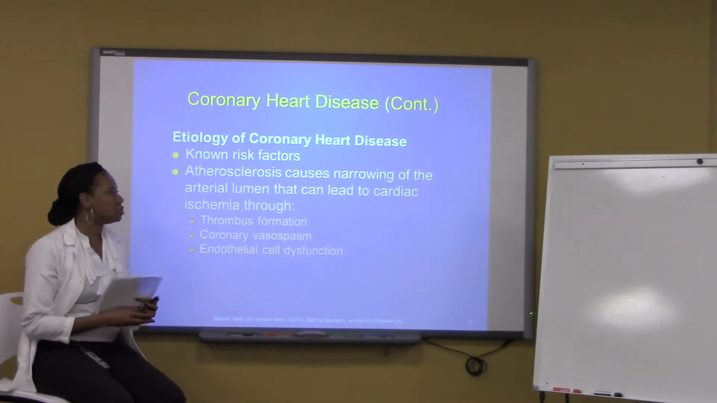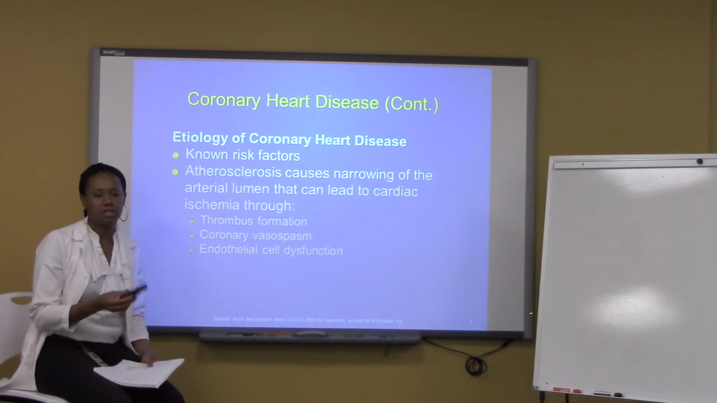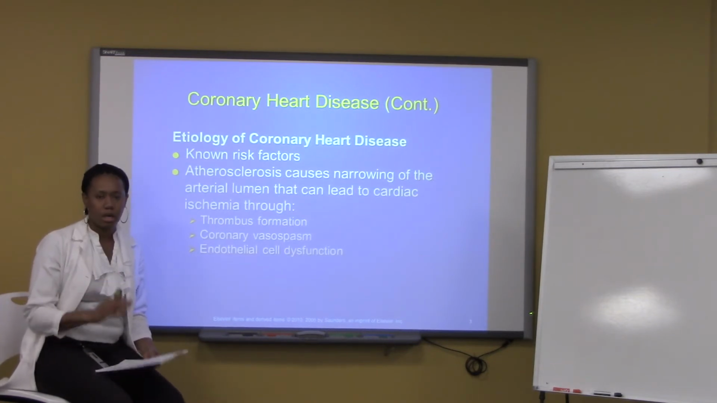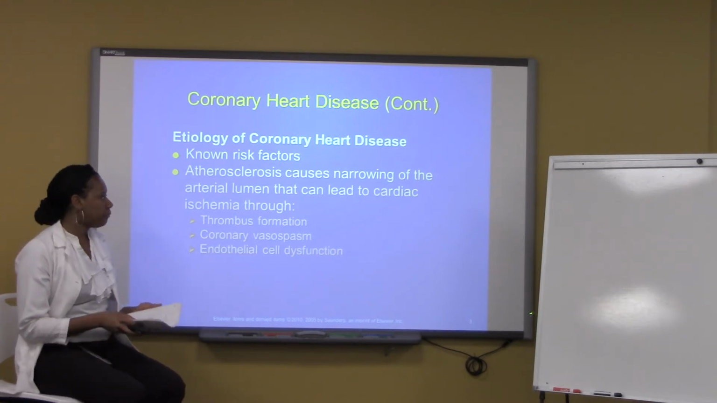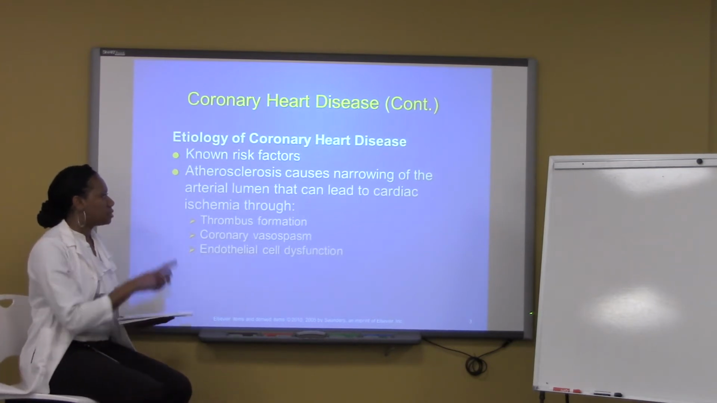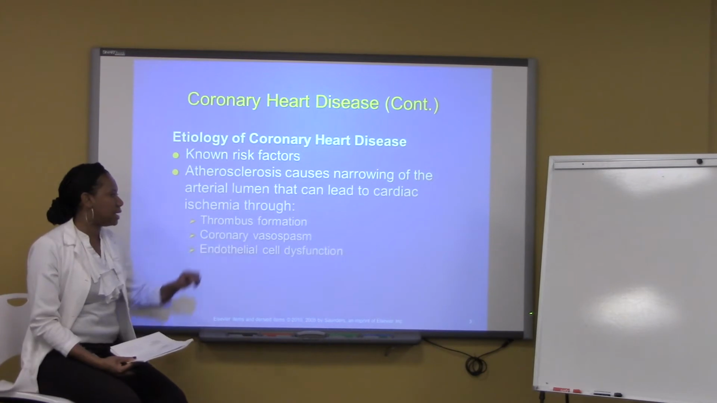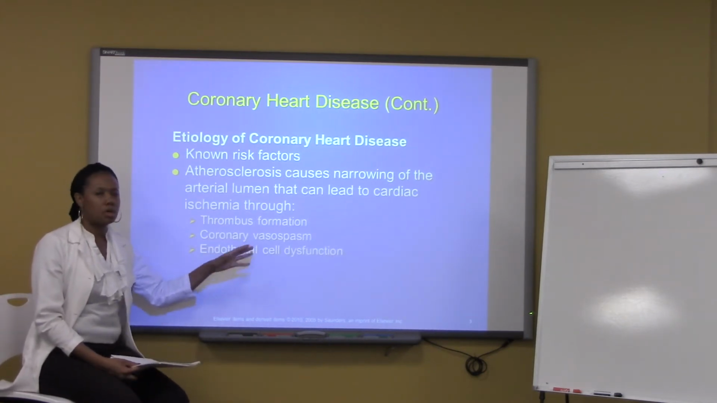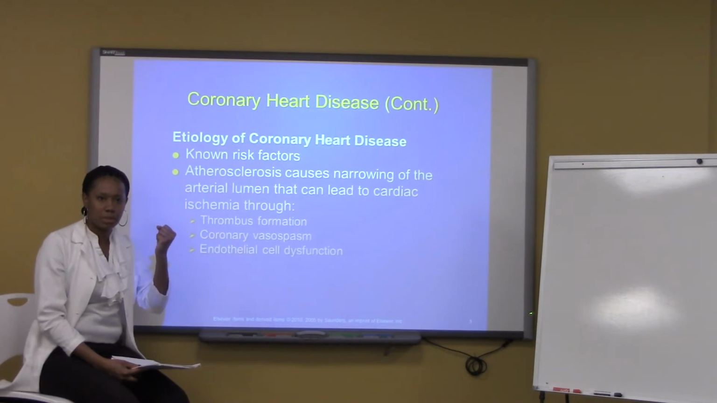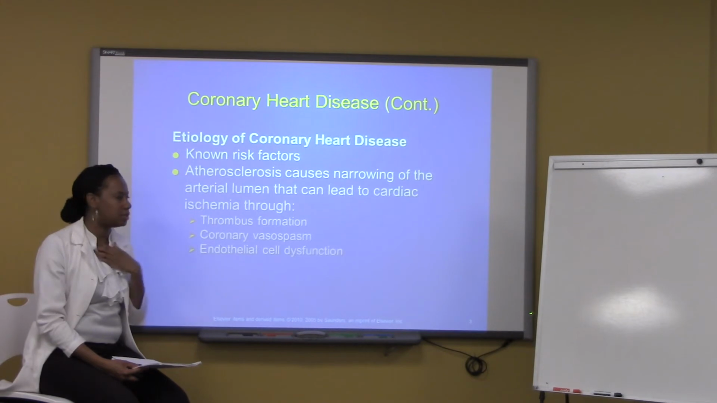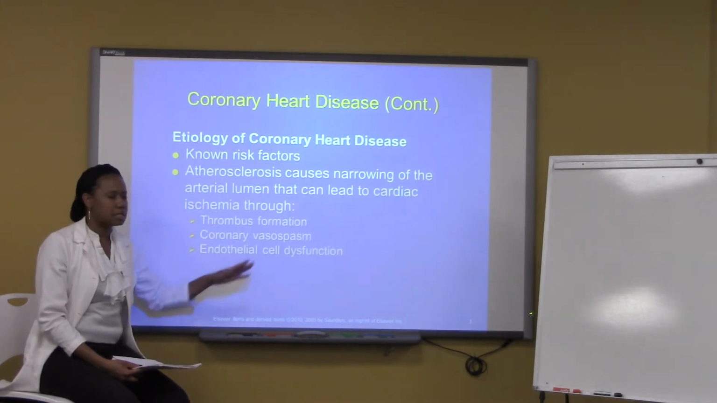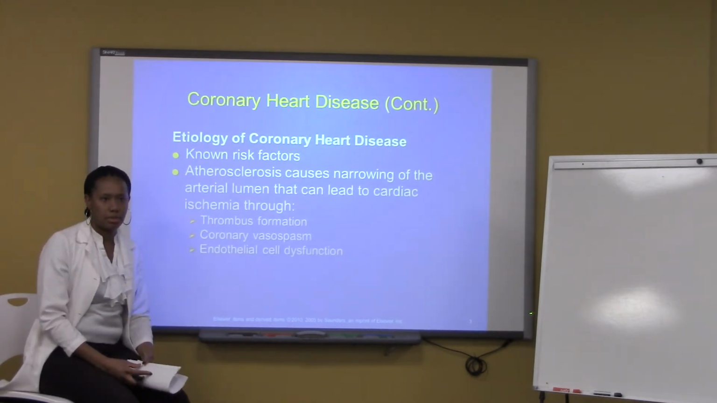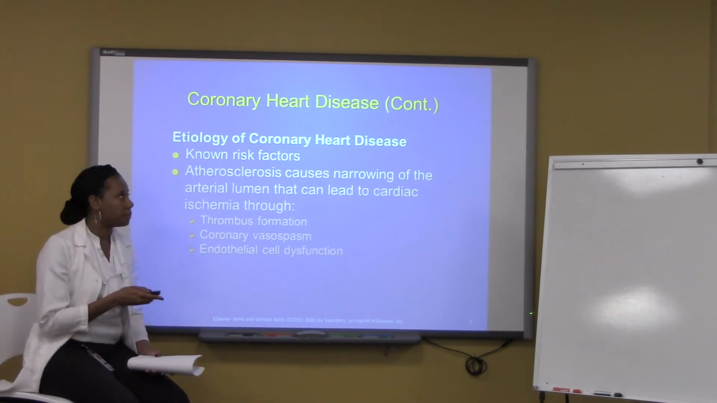Okay? So we do want to go through the pathophysiology of what happens with atherosclerosis and the formation of how this occurs. So, with atherosclerosis, it can lead to cardiac ischemia, obviously through thrombus formation, also causing the vessel to go into a coronary vasospasm that we talked about in chapter 15. These vessels can go into vasospasm, and any type of dysfunction in the endothelium, okay, which it will cause.